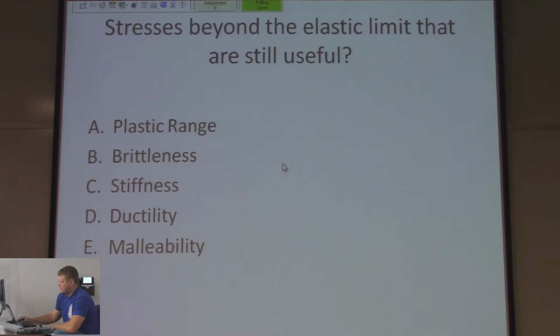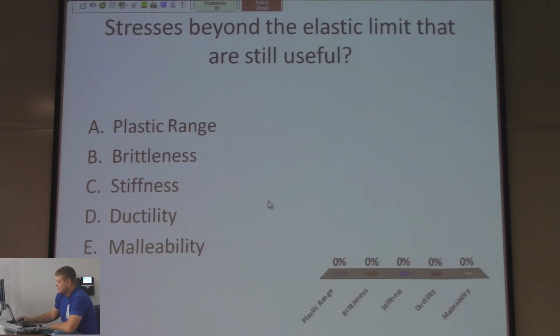Stresses beyond the elastic limit that are still useful. Plastic range, brittleness, stiffness, ductility, malleability. That same graph, it goes up, goes down, and then kind of arches like this. That is the plastic range, right? It didn't tell you anything. That is weird. Plastic range, we don't care.